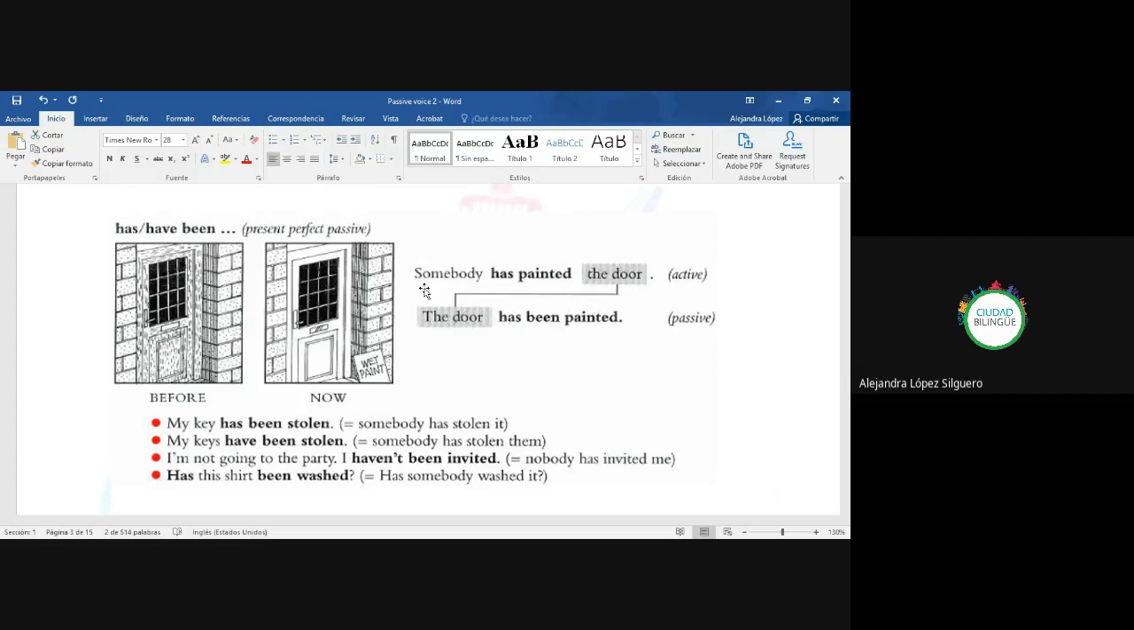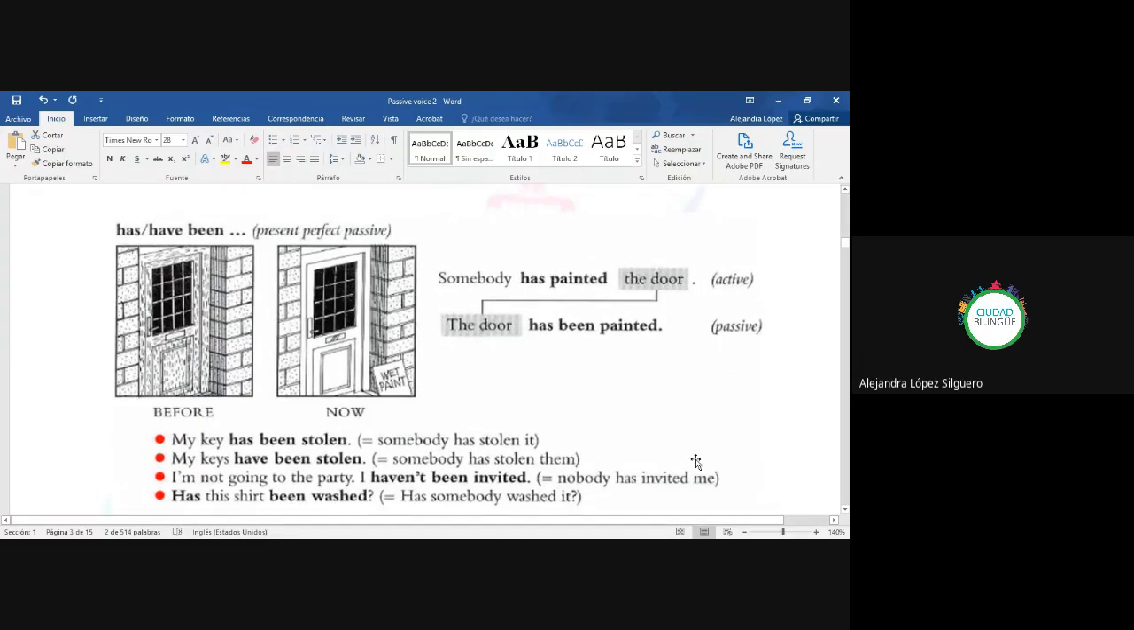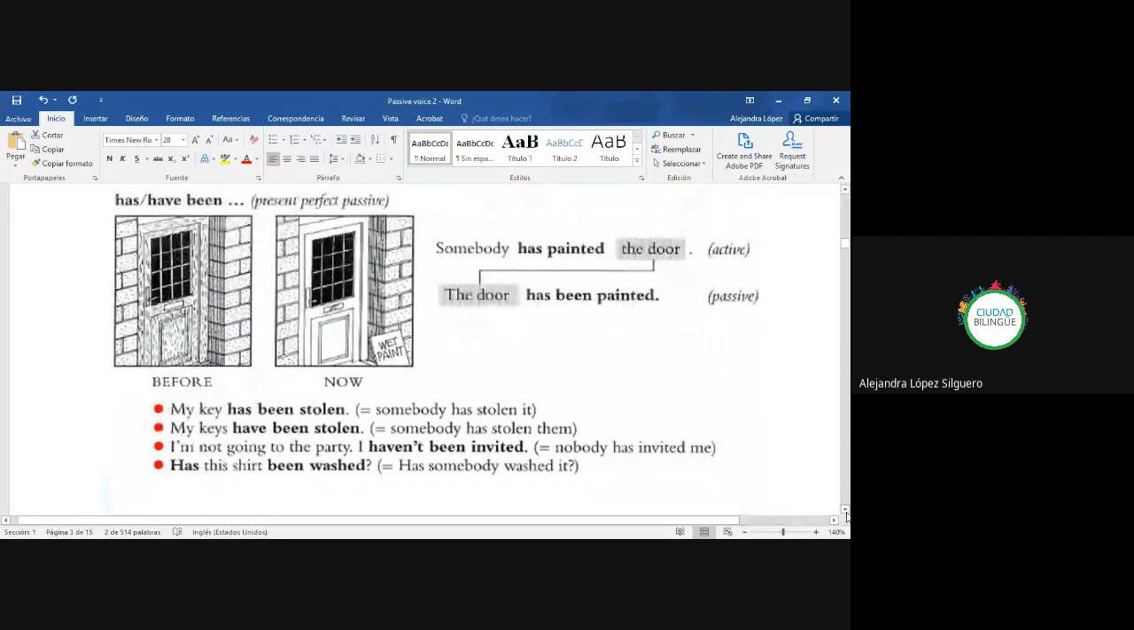Okay? Remember that the auxiliaries for present perfect are has and have. Has for the third person, she, he, and it, and have for the other pronouns. Okay? Here we have some more examples. My key has been stolen. My keys have been stolen. As you can see, in this case, we have my key has. Has because my key is singular, right? And in the second example, we have my keys have because keys are plural, so has and have. My key has been stolen, mis llaves han sido robadas. My keys have been stolen, mis llaves han sido robadas.